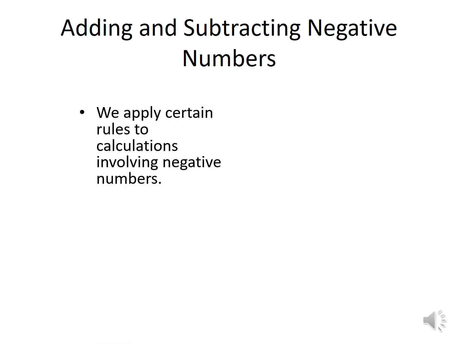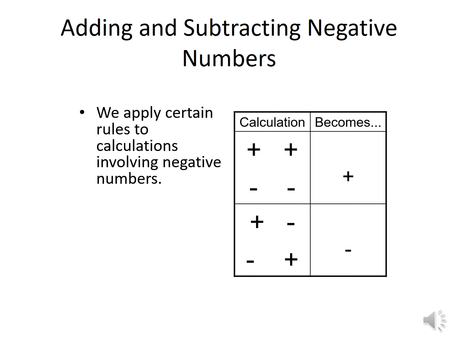Now, when we're adding and subtracting negative numbers, we need to apply certain rules to calculations which have negative numbers. And I'll show you what I mean. Now, what I want you to do is have a look at this box. When there are 2 symbols in the middle and they are both pluses or both minuses, it will always become an add. And when the symbols are different, so you have a plus and a minus, when the 2 symbols in the middle are not the same as each other, it will always become a subtract.